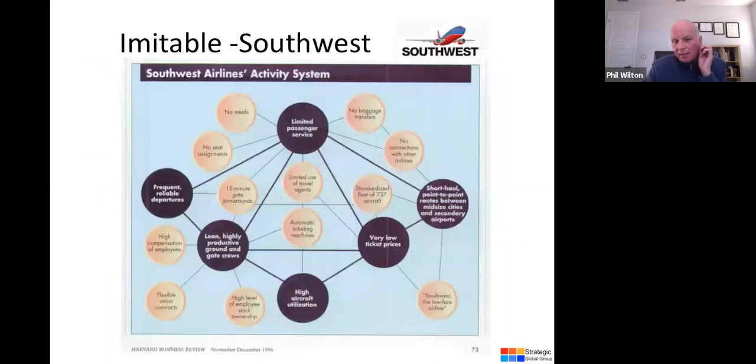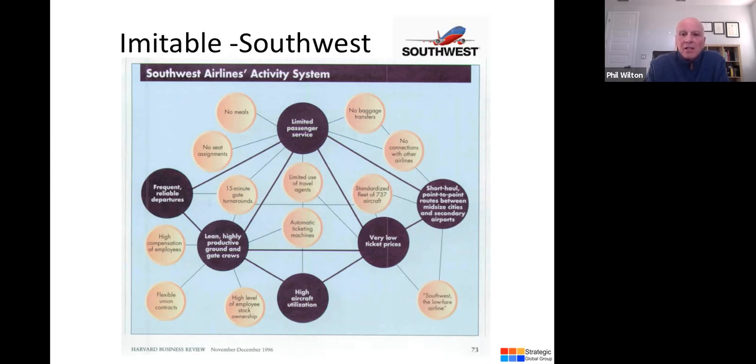Imitability. This is a great example. Southwest decided that they wanted to enter the aeroplane industry, and they decided they wanted to do it differently. So they took the 737 aircraft, the same one that's used by United, American, and many other national carriers around the world, and they wanted to go to market differently. And so what they did was they developed a strategy.